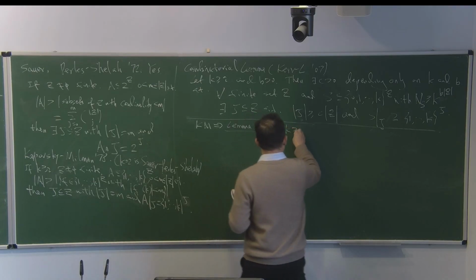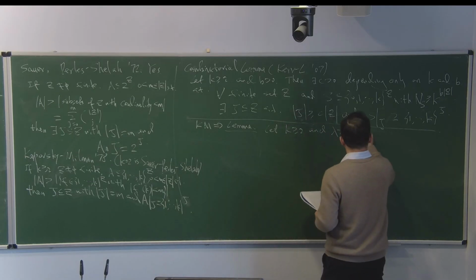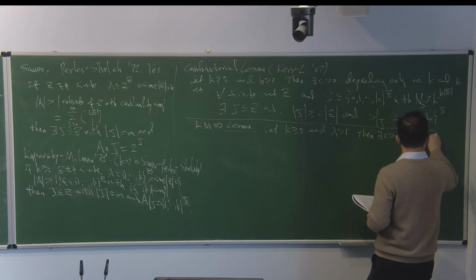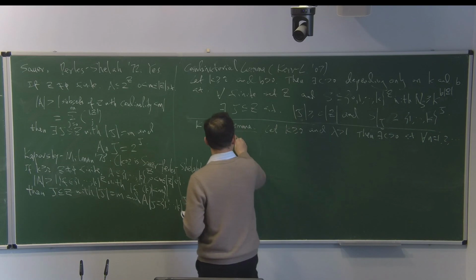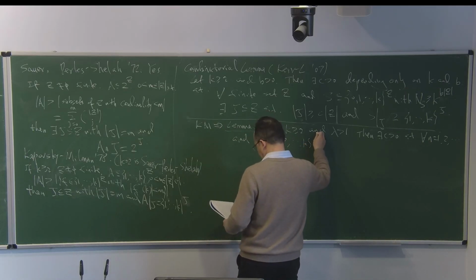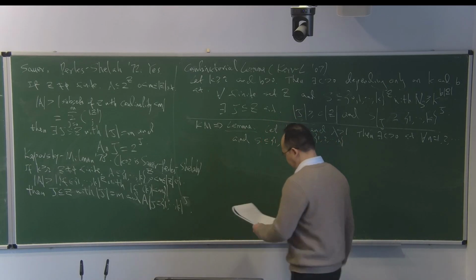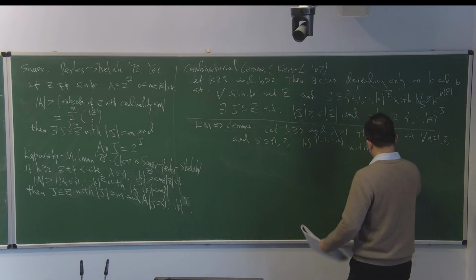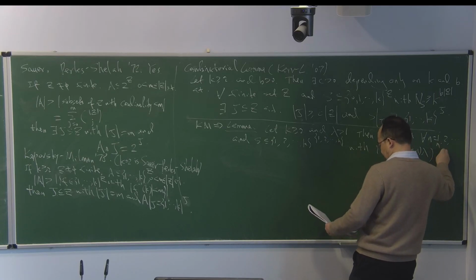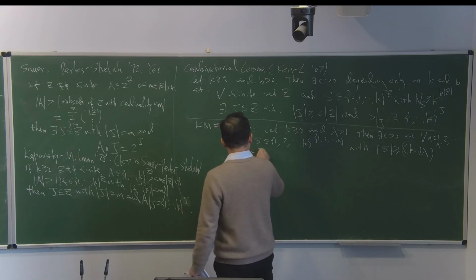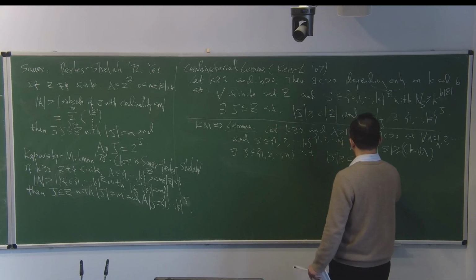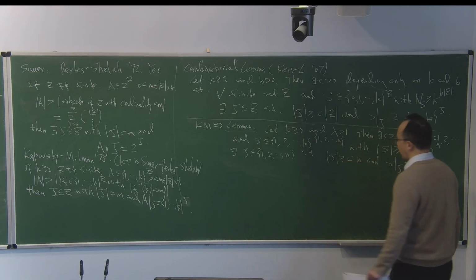So let's have K at least 2 and lambda greater than 1. Then there is some C prime, such that when n is a natural number and S is inside of {1, ..., K}^n, with the size of S at least (K minus 1) lambda to the size of n, there exists J inside of {1, ..., n}, such that the size of J is at least C times n. And when you restrict S to J, you get everything.